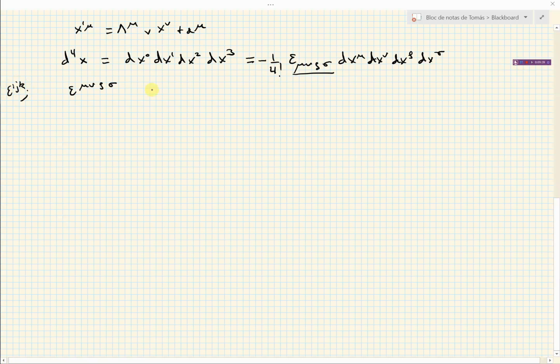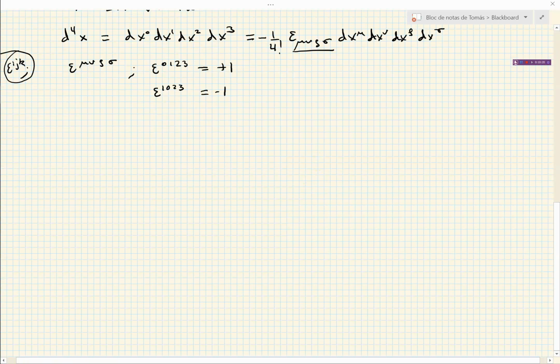So completely antisymmetric. And this means, by the same reasoning that we did when we dealt with epsilon ijk, that it can only be different from 0 when all the 4 indices are different. I fix one of the components, 0, 1, 2, 3 in this order, to be plus 1, and the rest of the non-vanishing components are obtained by interchanging these indices. So, for instance, epsilon 1, 0, 2, 3 is minus 1, and so on. And if an index is repeated, then I get a 0. So this determines completely this epsilon symbol, which is also known as the Levi-Civita symbol.